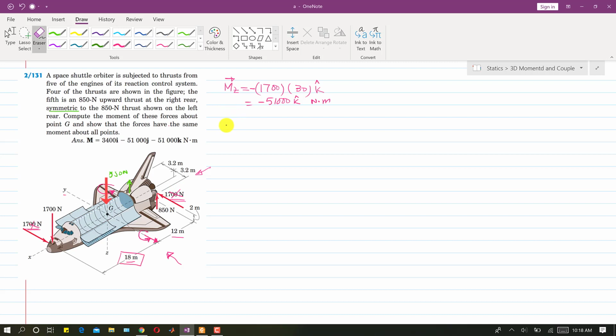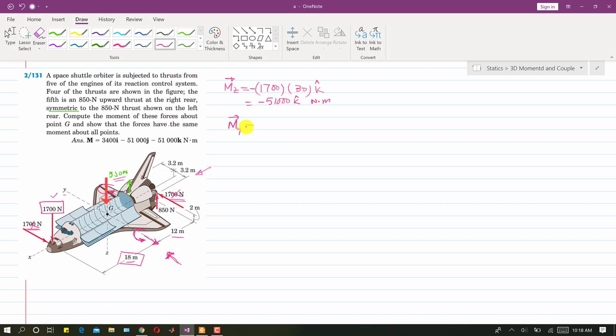Now to find the moment about y, we look into this 1700 Newton force and these two 850 Newton forces from this direction. If we look into this force first, it will produce the moment about the y-axis in this direction, right? This 1700 Newton force is producing moment in this direction, and if we curl our right hand fingers, the thumb will direct in the negative y direction.